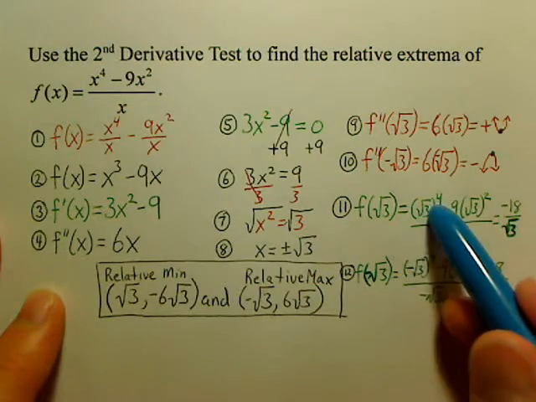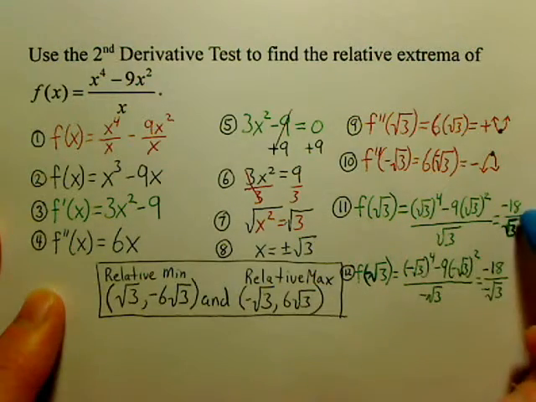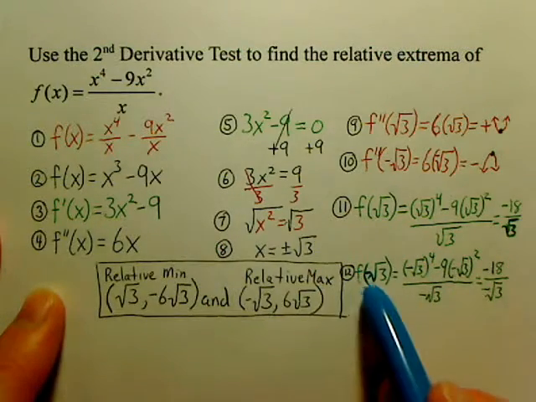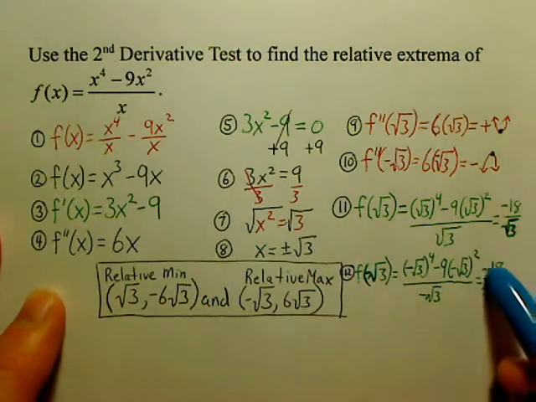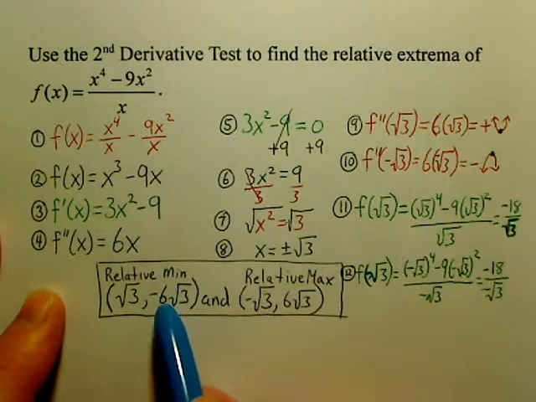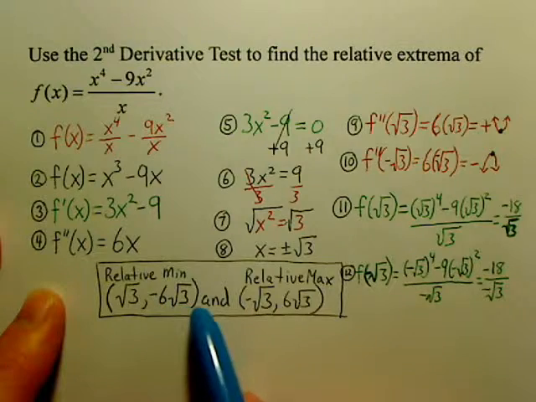So when you plug it in and do all the math, you get this, negative 18 over the square root of 3. When you plug in the other one, negative square root of 3, you get negative over negative, which is a positive. Now you might wonder, how did I get this to 6 square root of 3 or negative 6 square root of 3?